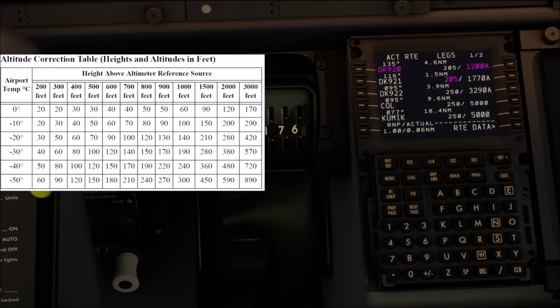Be aware that you need to do the very same thing on your approach, so for the approach, once again, determine the corrected MSA, and then correct any altitude that is below this, including your minima and your missed approach altitude if that is below the corrected MSA as well. So, that is our setup complete for this departure.